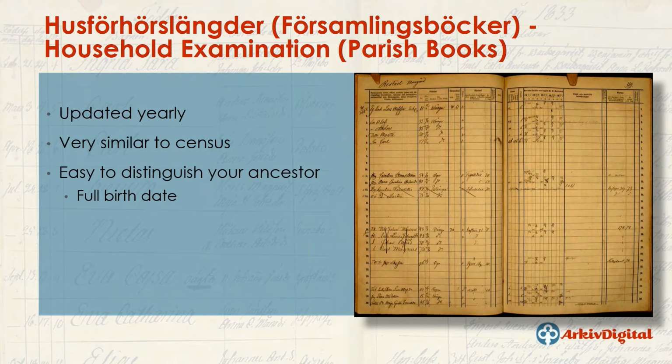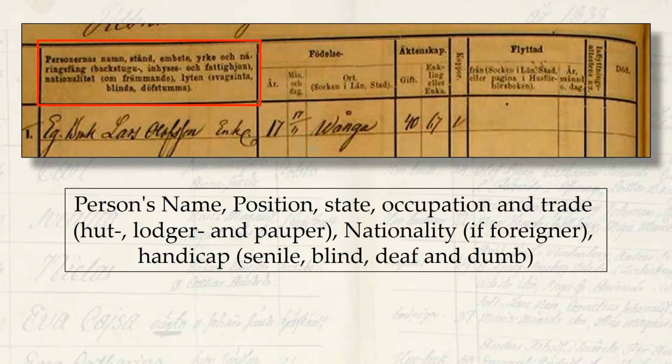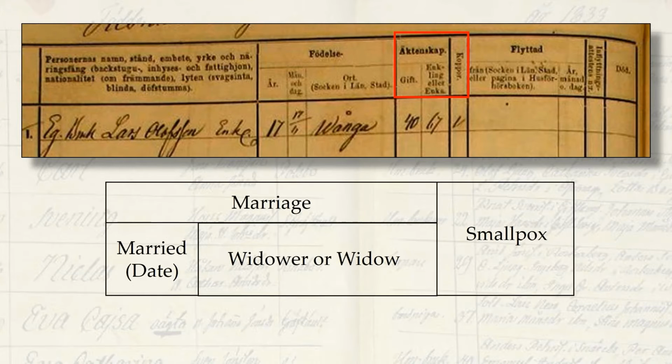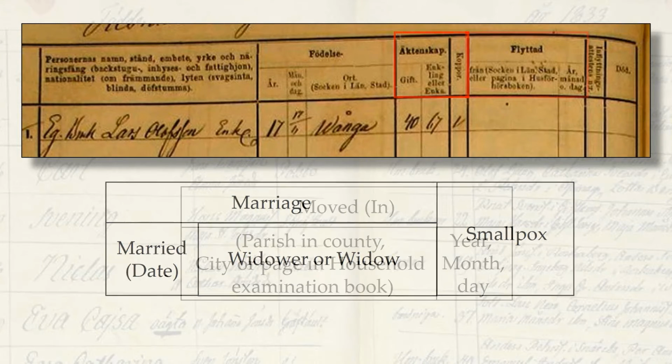And it's easy to distinguish your ancestor because they wrote down their full birth dates next to their names. And like I said, they are a genealogical goldmine. So I'm going to take a look at the headings on these records. You'll see that they list the person's name, their position, state, occupation, and trade, along with their nationality and handicap. Next, they give you the birth with their year, day, and month, and the place that they were born. They will give you the married date and whether or not they were a widower or a widow. Also, they had a checkbox if they had smallpox.